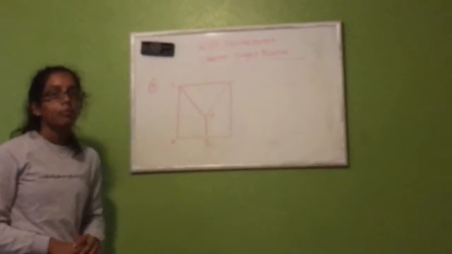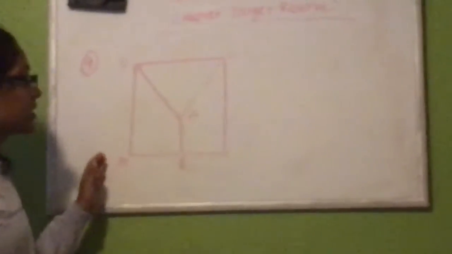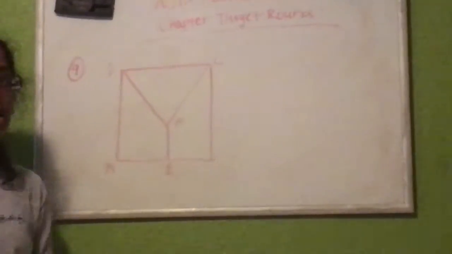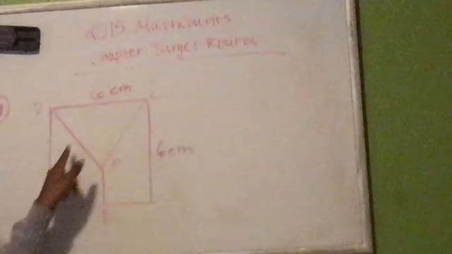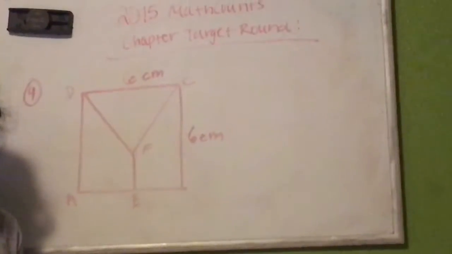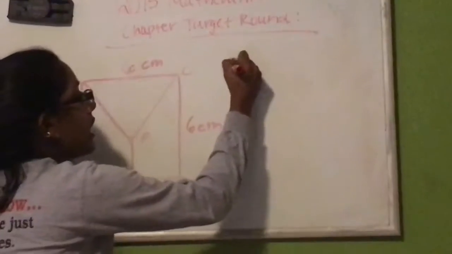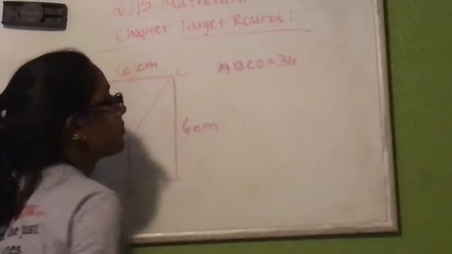We're first going to start by labeling the diagram. So we are given the information that this is a square and that each side is 6 centimeters long. We also know that these three sections each have equal area. So first we're going to find the total area of square ABCD, which gives us 36.